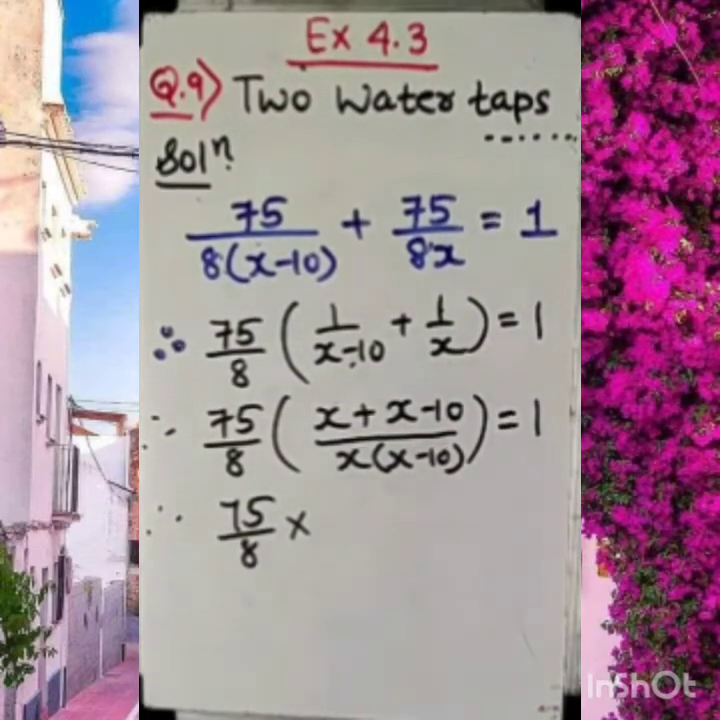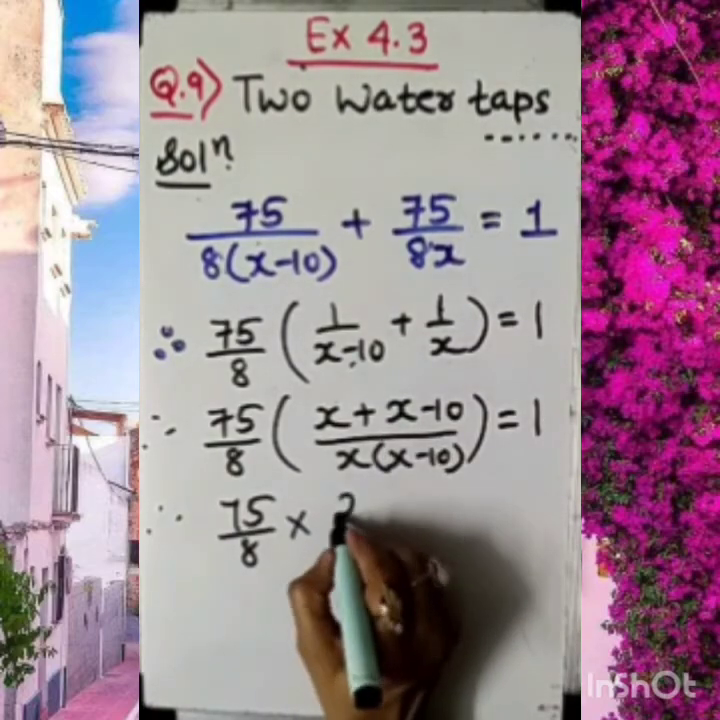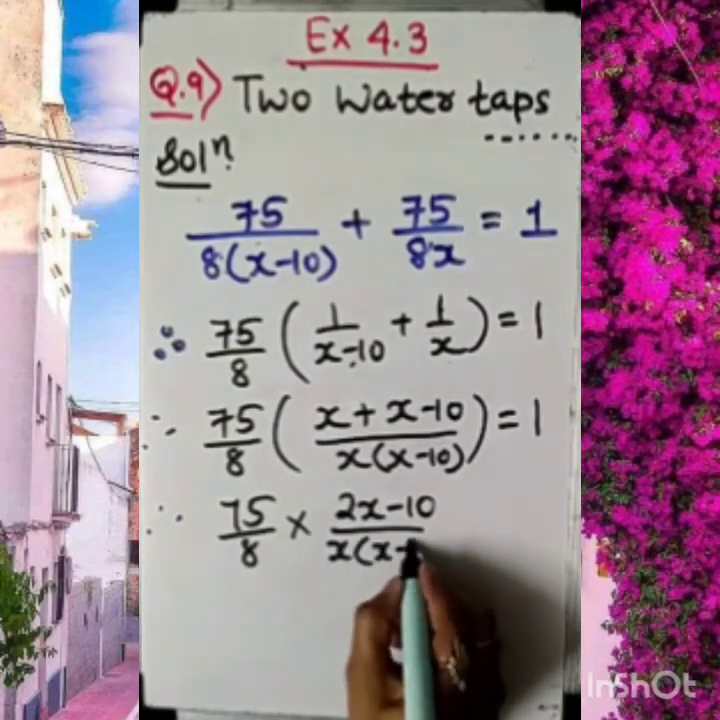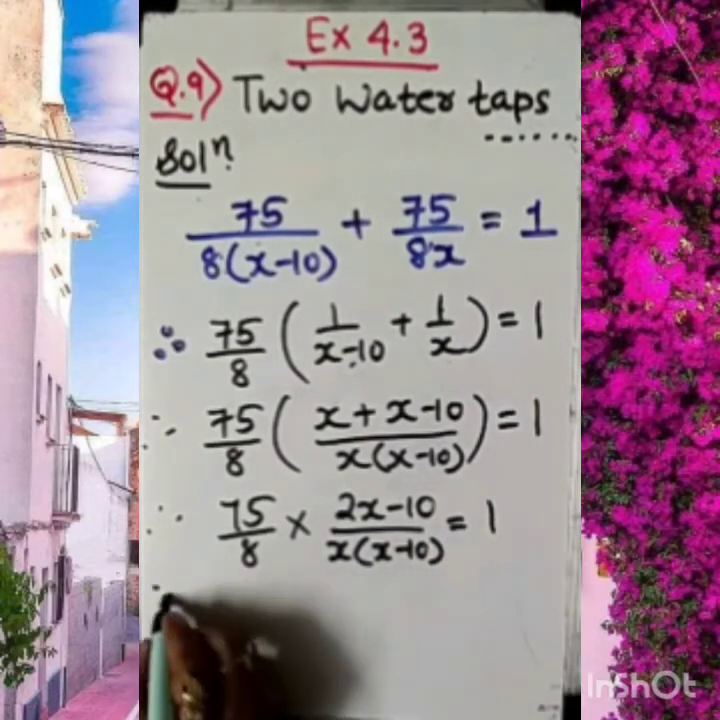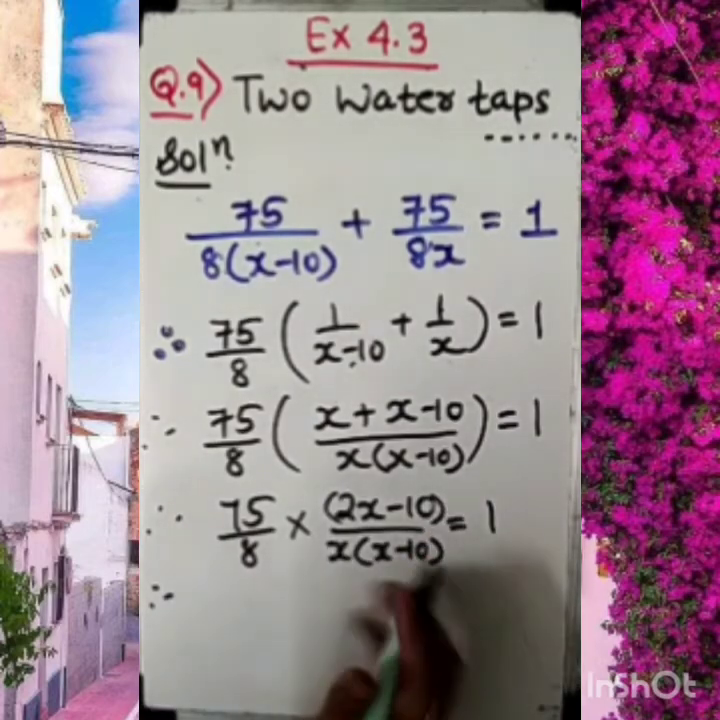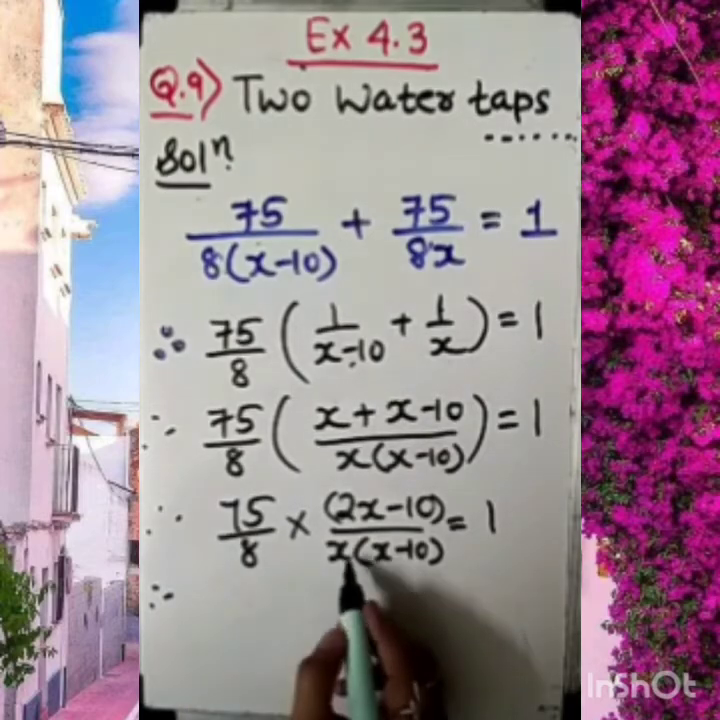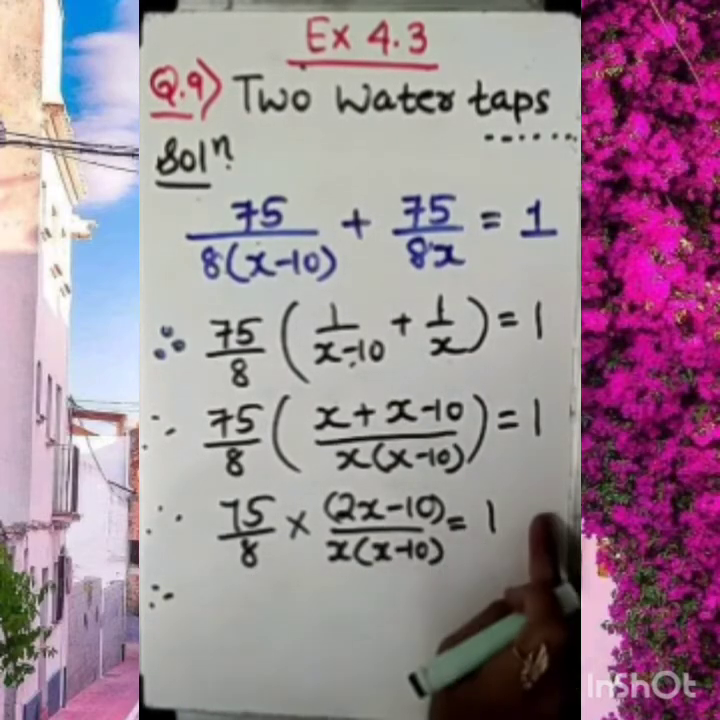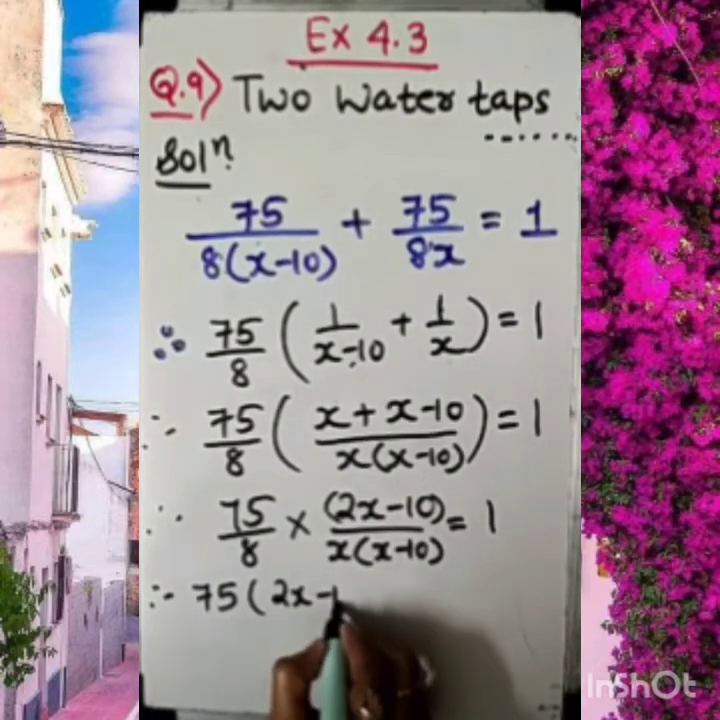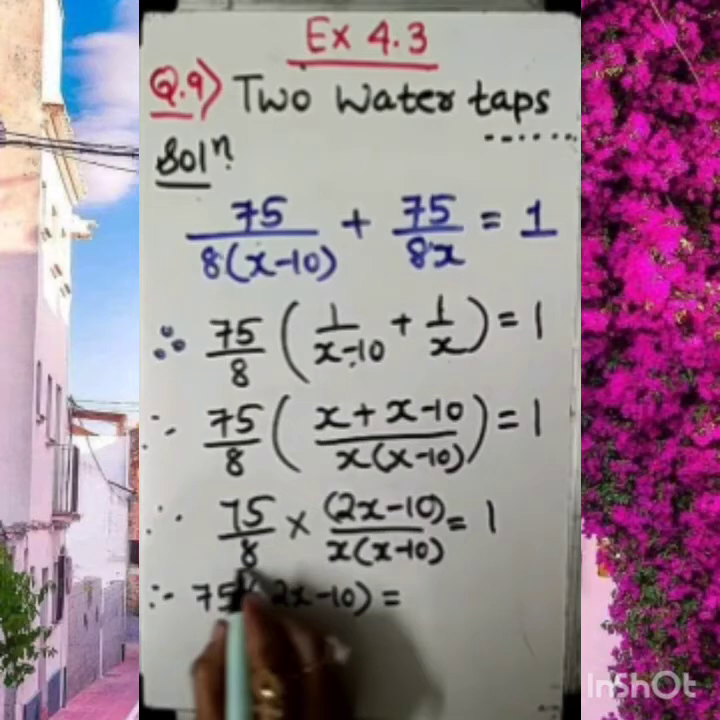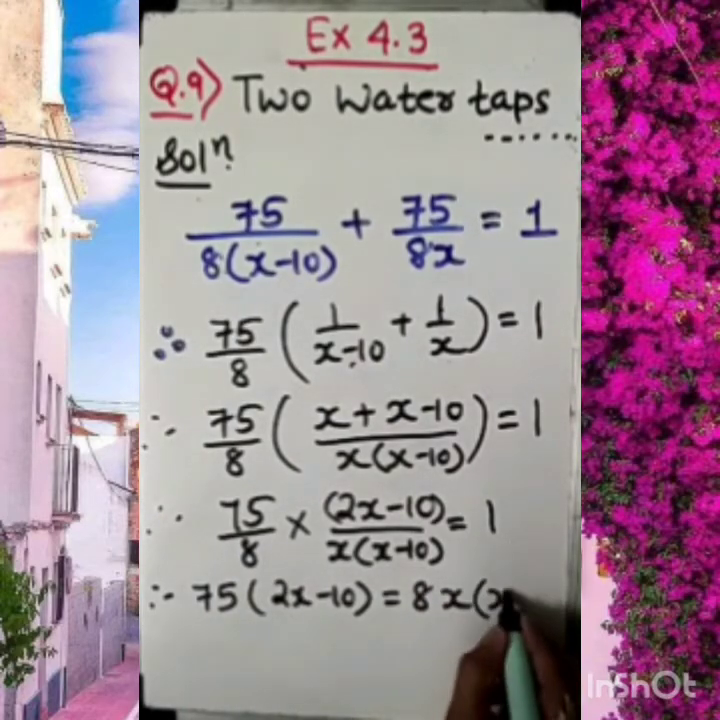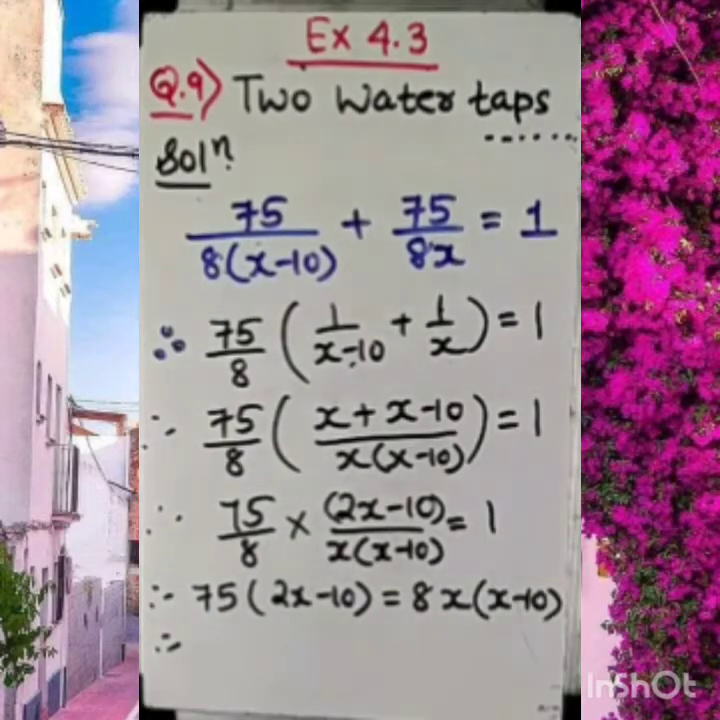So here x plus x is 2x minus 10, and here this x and x minus 10, that is equal to 1. Therefore, my dear student, here cross multiplication, there isn't any option except this, need to multiply. So these terms will be multiplied here. So 75 this side in bracket 2x minus 10. All these whatever available in the denominator, I need to multiply here this side. So this will be the simplest form.